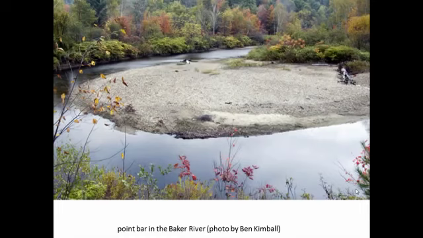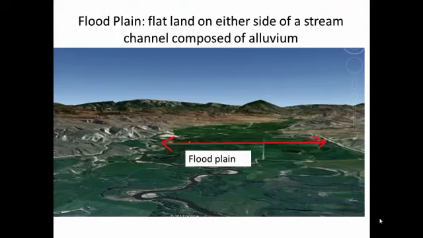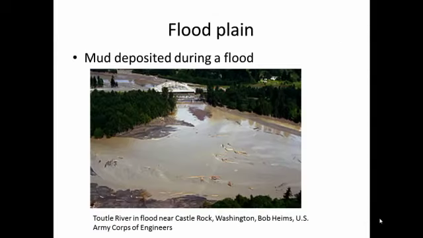The picture was taken while standing on the cut bank. This point bar will eventually become part of the Baker River floodplain. A floodplain is the flat land on either side of a stream channel. It is composed of alluvium deposited in meanders and also during floods.